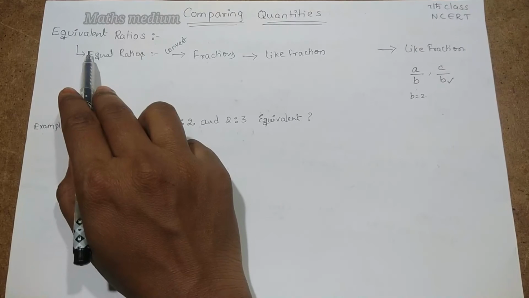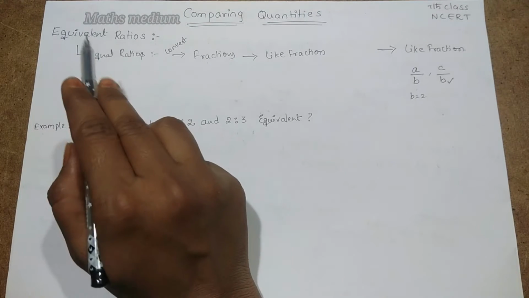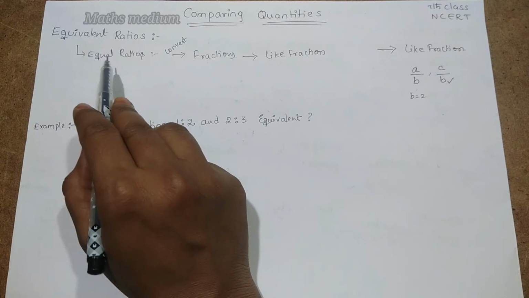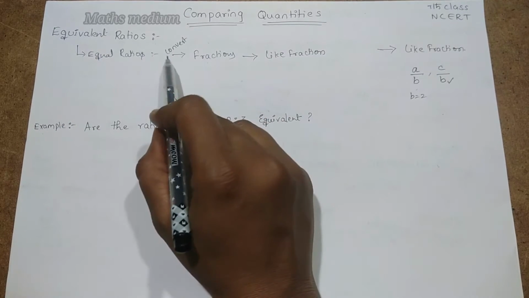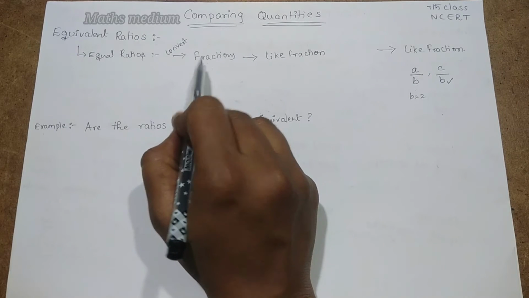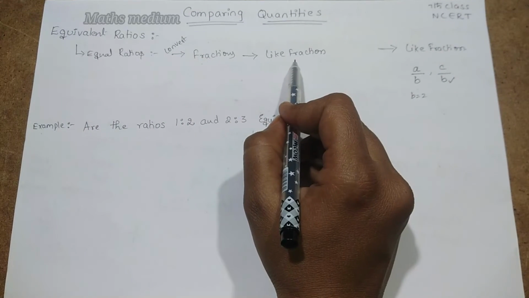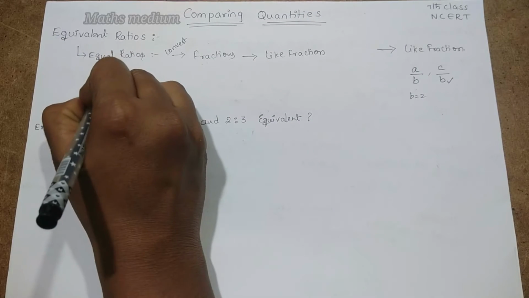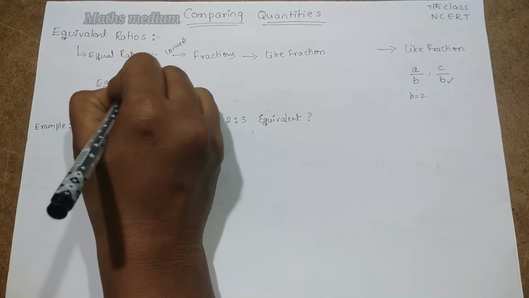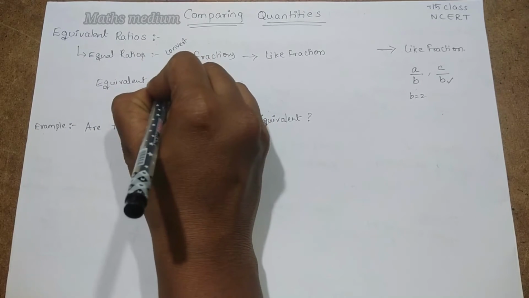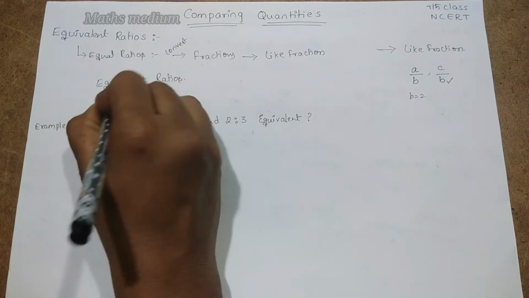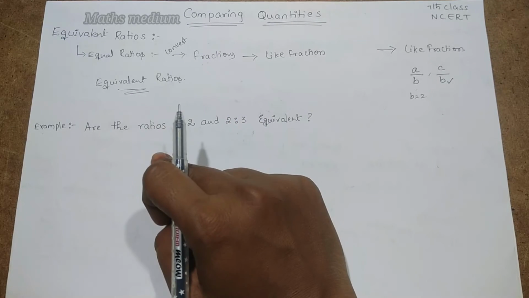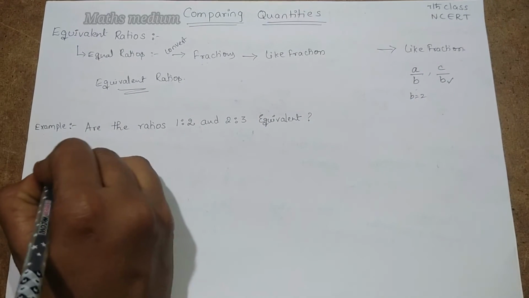So here, equivalent ratios: in order to find whether different ratios are equal or not, we have to take the ratios and convert them into fractions, that also like fractions. Then only we get to know whether the fractions are equivalent, equal or not. That is the main theme of this topic. This topic is much easier for solving problems. So let's take an example problem.